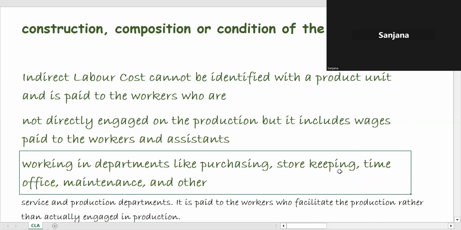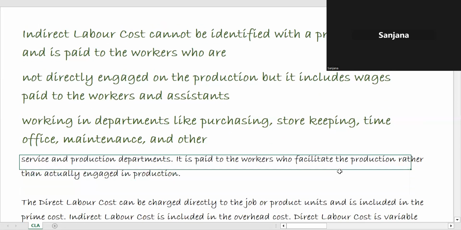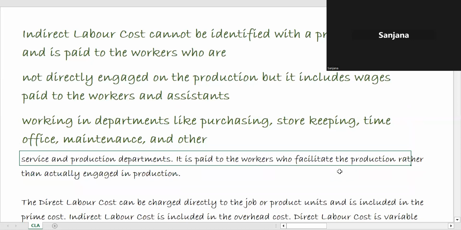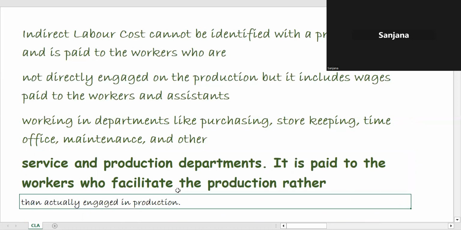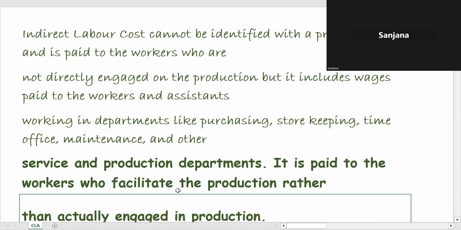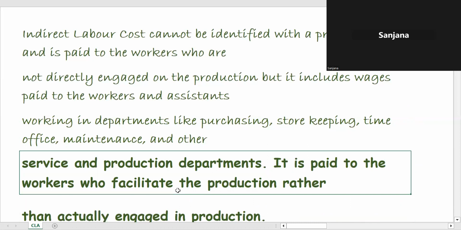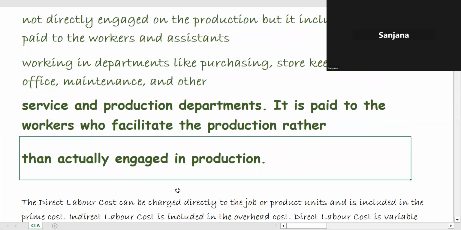उनका उससे कोई लेना देना नहीं है, so it is fully indirect. Okay, and ठीक है, so यहाँ पे जो main point what we have to understand here is, it is paid to the workers who facilitate the production, यानी प्रोडक्शन में मदद कर रहे, प्रोडक्शन कर नहीं रहे. Paid to workers who facilitate the production rather than actually engaged in production. They are not actually engaged in production, they are just facilitating the production.